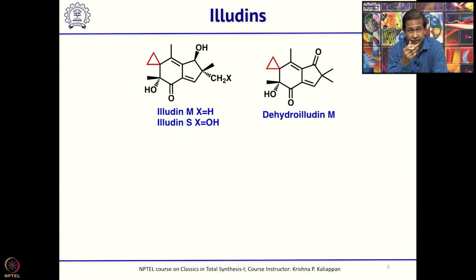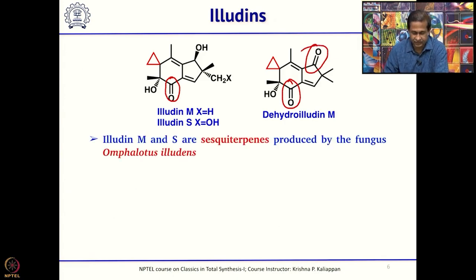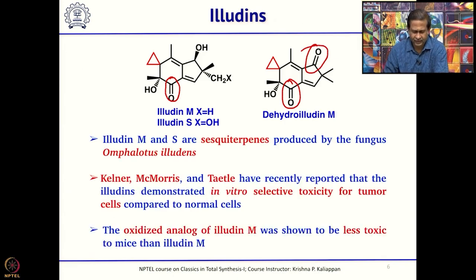Okay, so you know there are two or three hydroxyl groups in Illudins, and in some compounds, these hydroxyl groups are further oxidized. For example, here the hydroxyl group is oxidized to ketone. Again, you can see the same thing here, the hydroxyl group is oxidized to ketone. And then they show a very good biological activity, particularly it shows selective toxicity for tumor cells compared to normal cells, and particularly the oxidized analog has been shown to be less toxic than Illudin M to mice actually.